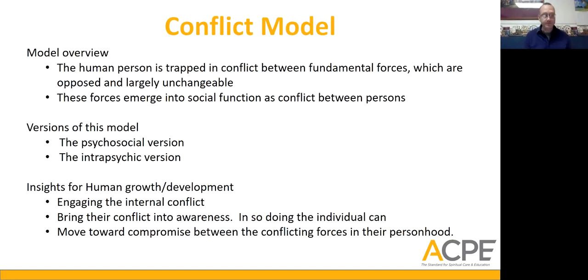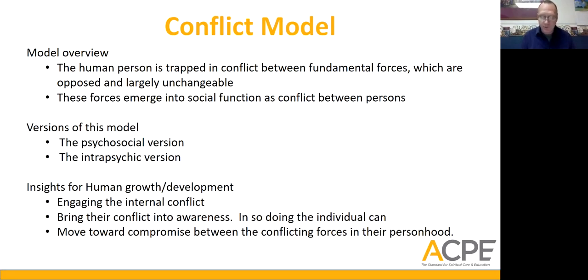The conflict model. The conflict models theorize that the human person is trapped in conflict between fundamental internal forces, which are opposed and are largely unchangeable. According to these theories, the human is in conflict within as the opposing personality forces compete with each other in the functioning of the individual. The presence of this inherent and perpetual conflict within the person emerges in human relationships as social conflict.